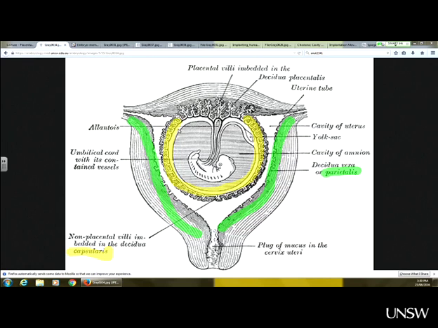So, 3 areas. I'll do it quite clearly. The basalis, where the placenta forms. The capsularis, shown in yellow, which covers our chorion laeve, which is the smooth chorion. It's not mixed up. The green region here is the decidua parietis.